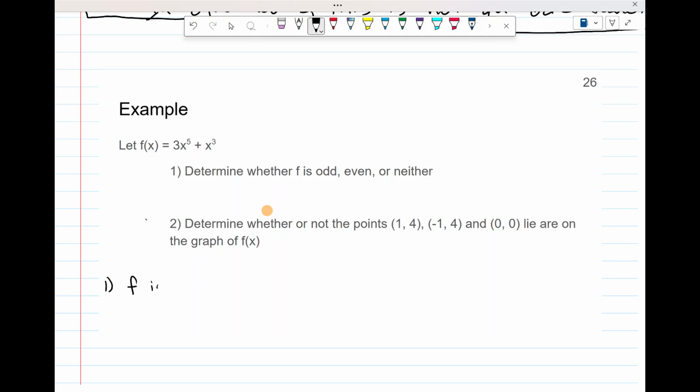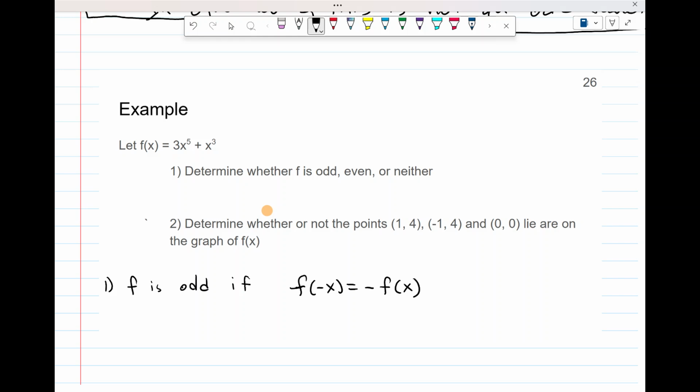F is odd if f of negative x is equal to negative f of x. That is the definition of what an odd function is.